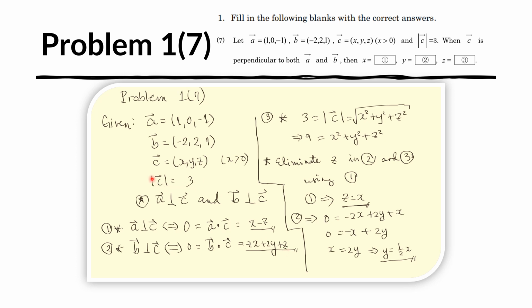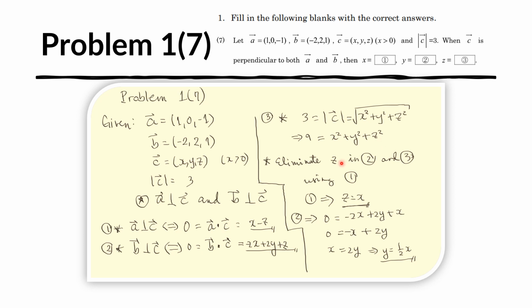Furthermore, we are told that the magnitude of c is 3. Therefore, 3 equals the magnitude of c, and we also know how to express the magnitude of c in terms of its components. That is just the square root of the sum of the squares of the components. So that is the square root of x squared plus y squared plus z squared. If we just remove the radical by squaring, we obtain this.